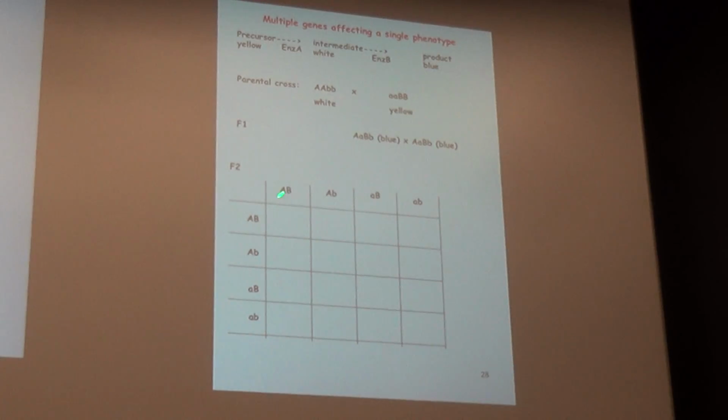What will the color of this corn be? Big A, big A, big B, big B. Blue, correct? Because you're making enzyme A and you're making enzyme B, they're going to go all the way to blue. The next one will also be blue because you're big A and big B. The third one will be blue because you're big A and big B. And the fourth one will be blue because you're big A and big B. Again, big A and big B, blue.